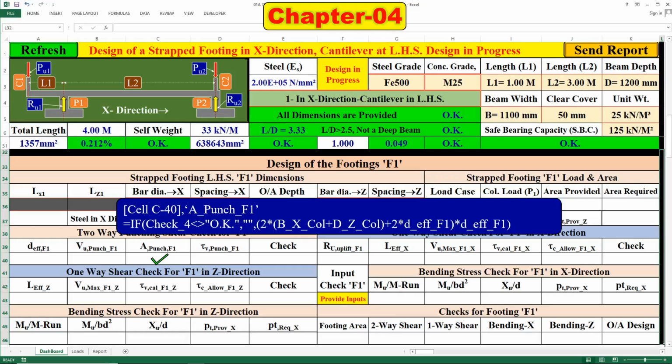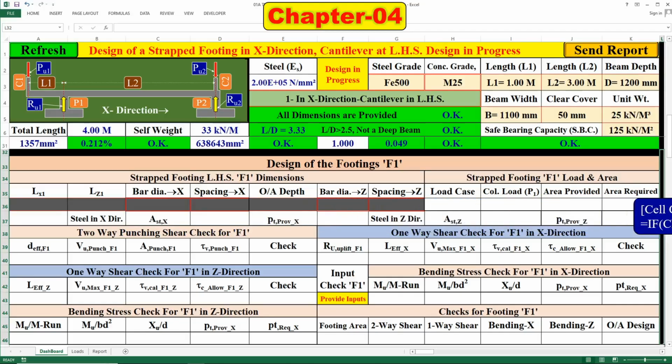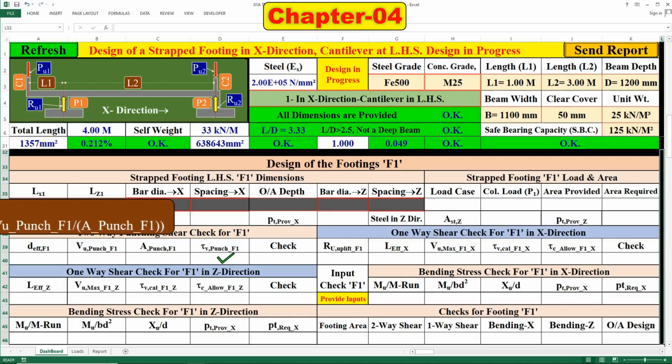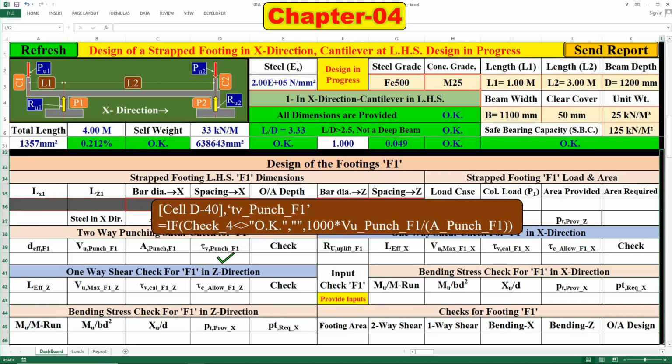Next, the defined name for cell D40 is TV_punch_F1. It is the calculated value of the punching shear stress. In the Excel formula, Excel will first check _4. If it is not OK, the cell will remain blank. Otherwise, it will calculate 1000 times VU_punch_F1 divided by A_punch_F1.